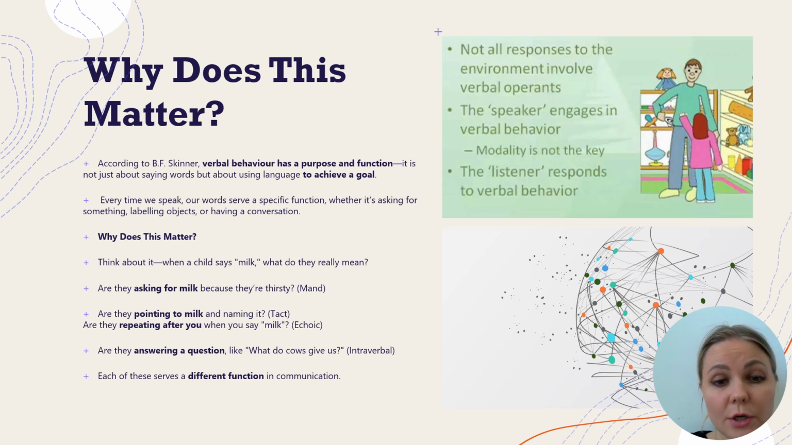Think about it. When a child says milk, what do they really mean? Are they asking for milk because they are thirsty? In this case, it's going to be a mand, because this is a request, a real desire. Or are they pointing to milk and naming it? This is a tact. Are they repeating after you when you say milk? This is echoic. Are they answering a question like, what do cars give us? This is an intraverbal operation. Each of these serves a different function in communication.